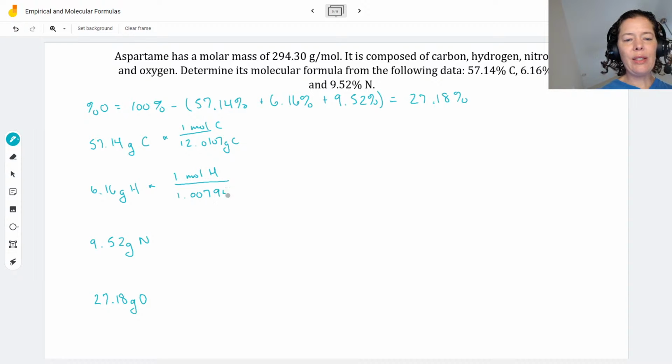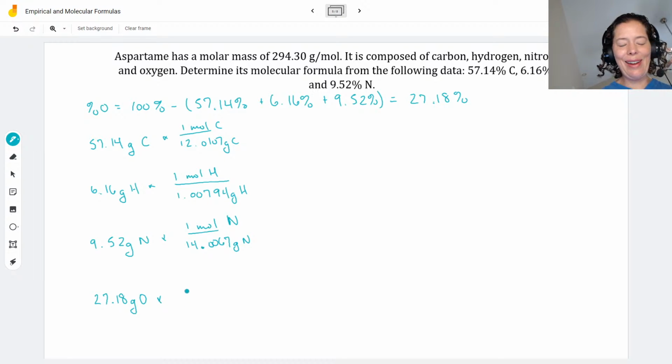Here is our molar mass of hydrogen. Nitrogen is going to be about 14. Oops, almost wrote hydrogen there. Okay, and last but not least, let's get oxygen in. 16.00. Okay, now I know all the calculations that I want to do, so let's actually do these calculations.